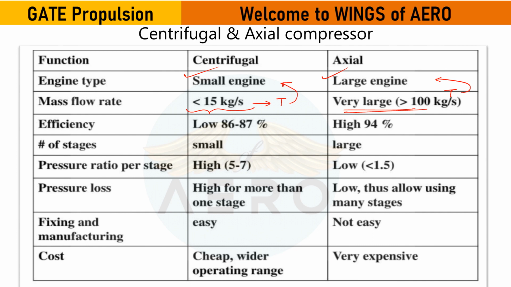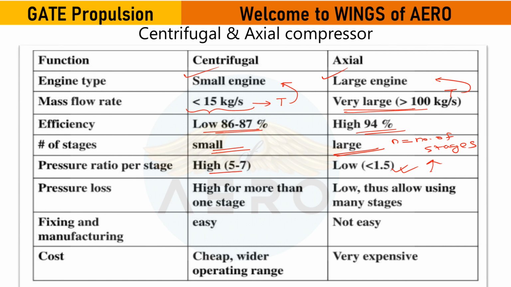Then comes efficiency. What should be the level of efficiency range? For centrifugal it is 86 to 87, axial it is 94. So from the efficiency point of view, axial is also more. In centrifugal we don't use many stages, but for axial we look at the number of stages. We will talk about the number of stages here, and that is how, in each and every stage, the pressure ratio is getting built up.